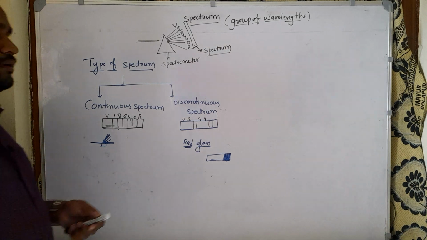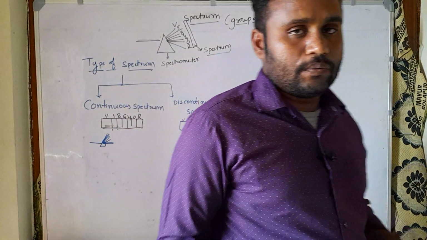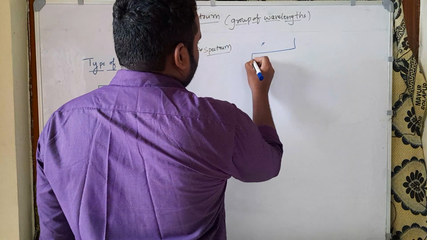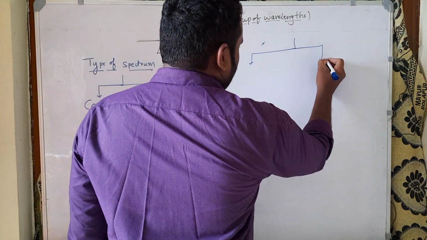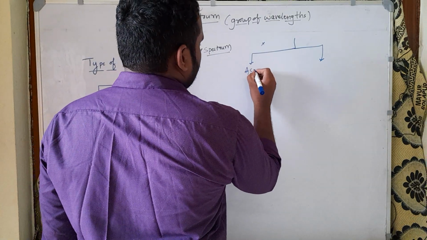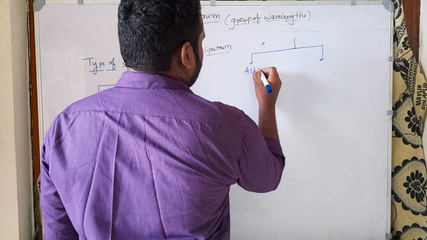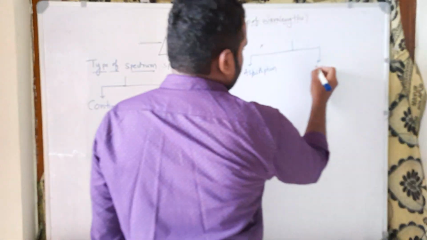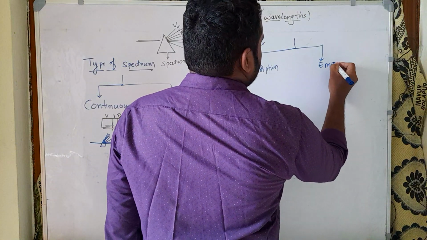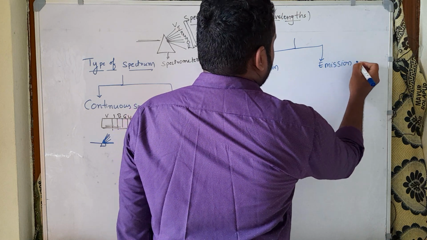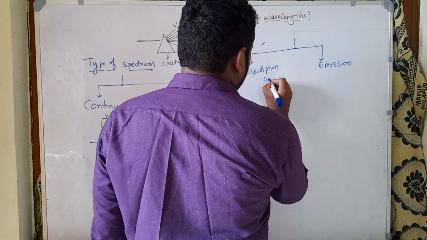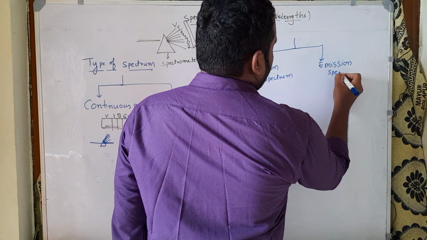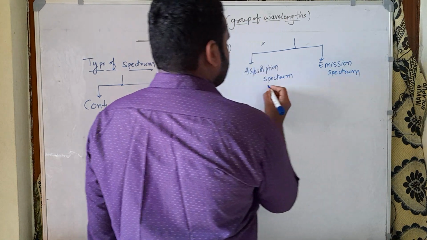Okay. Again, this spectrum is classified into two types. That is, this is the main classification: absorption spectrum and emission spectrum.